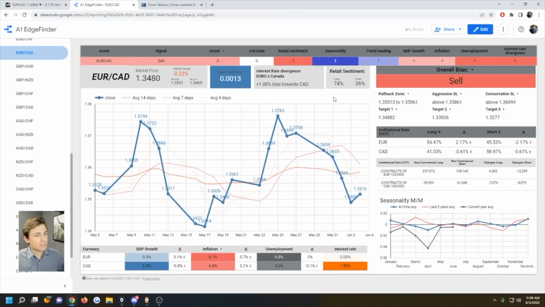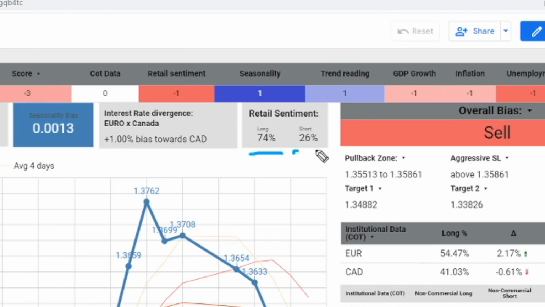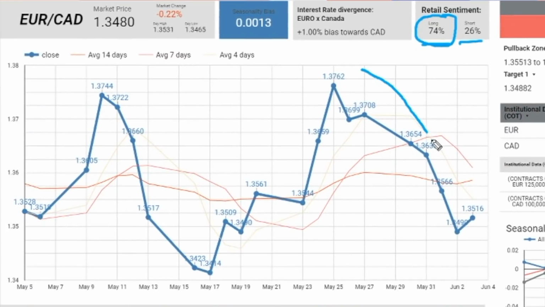Okay, so this is a look at the A1 Edge Finder. This is our tool. And what you'll notice here is, exactly as I was saying, retail sentiment here, which we use data imported from another site. We take a look and we see that retail sentiment on this pair, according to the positions placed from retail traders, is 74% long. So as this market has continued to trend down, the retail crowd is buying, whereas there is a much smaller portion of the retail crowd that is shorting.